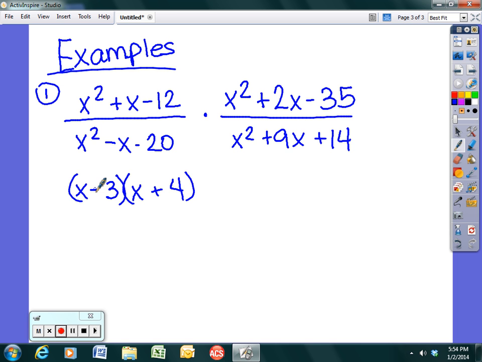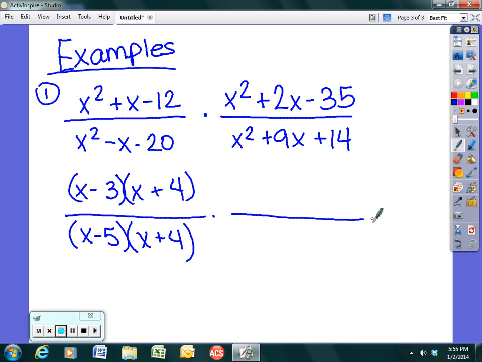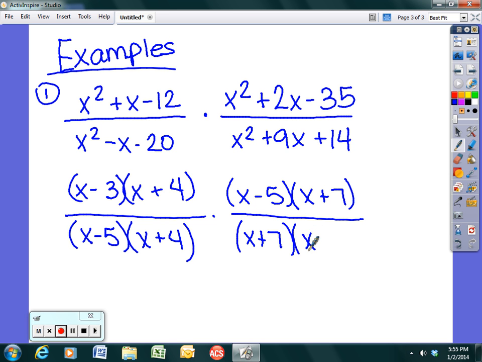Okay, now that you have factored each term, let's check and see if we got the same thing. When we factored x squared minus x minus 20, we should have gotten x minus 5 times x plus 4. When we factored x squared plus 2x minus 35, we should have gotten x minus 5 times x plus 7. And when we factored x squared plus 9x plus 14, we should have gotten x plus 7 times x plus 2. Alright, so step 1 has been completed. We have factored each trinomial to binomial pairs.